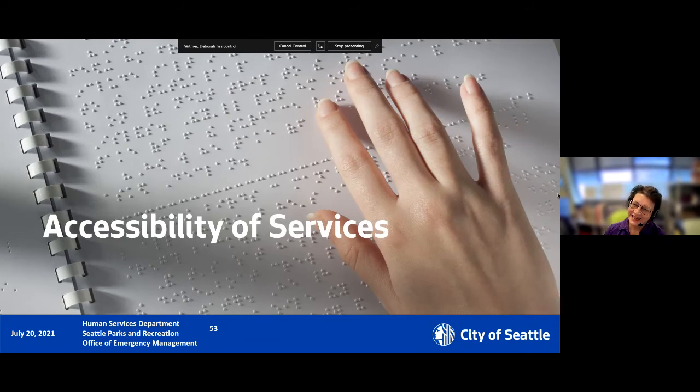So good evening, everyone. My name is Deborah Whitmer, and I'm a mature, white-presenting woman with glasses, and I'm wearing a purple shirt tonight. We're ignoring the gray in my short brown hair, though.